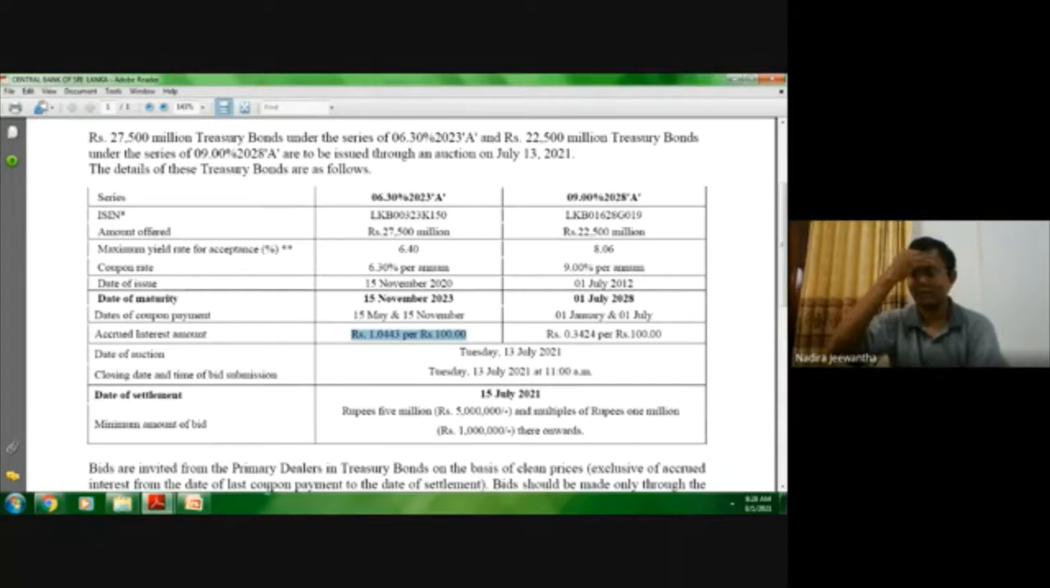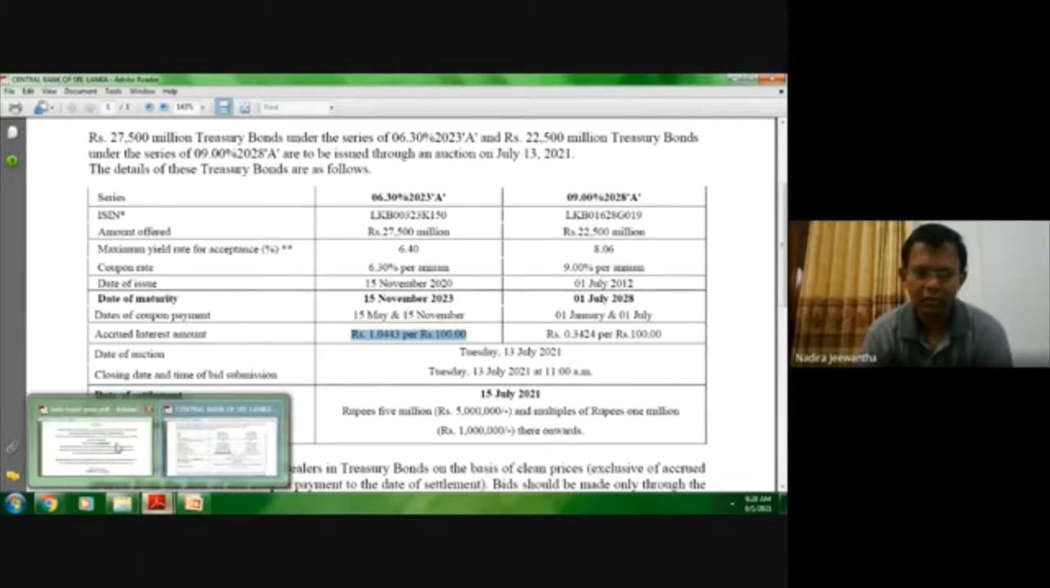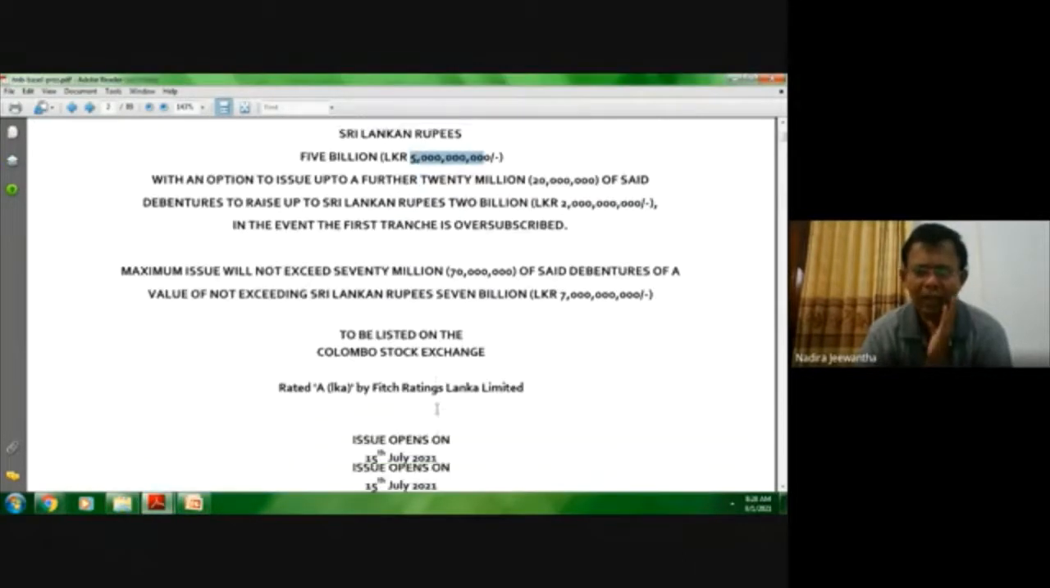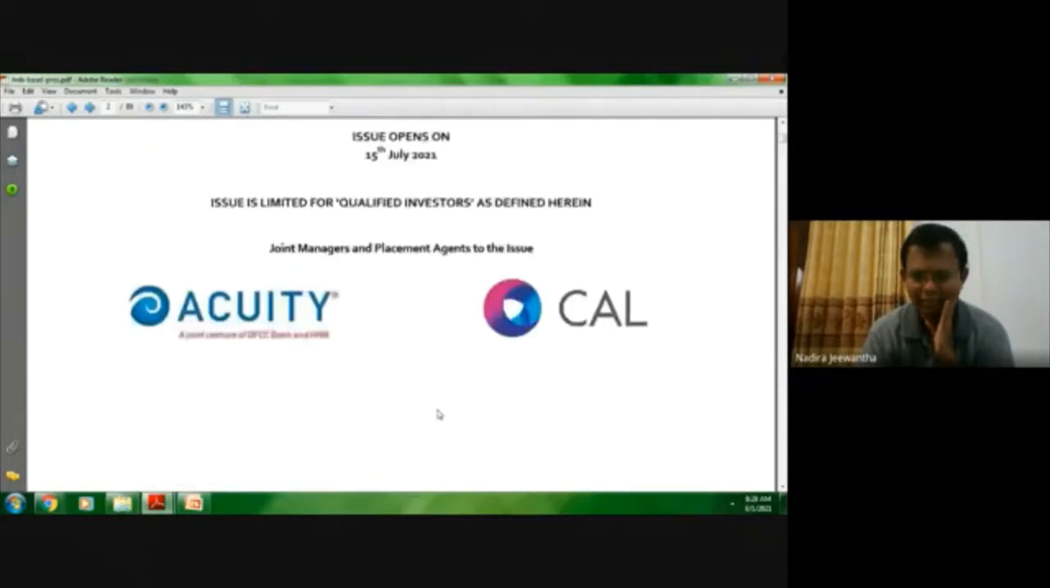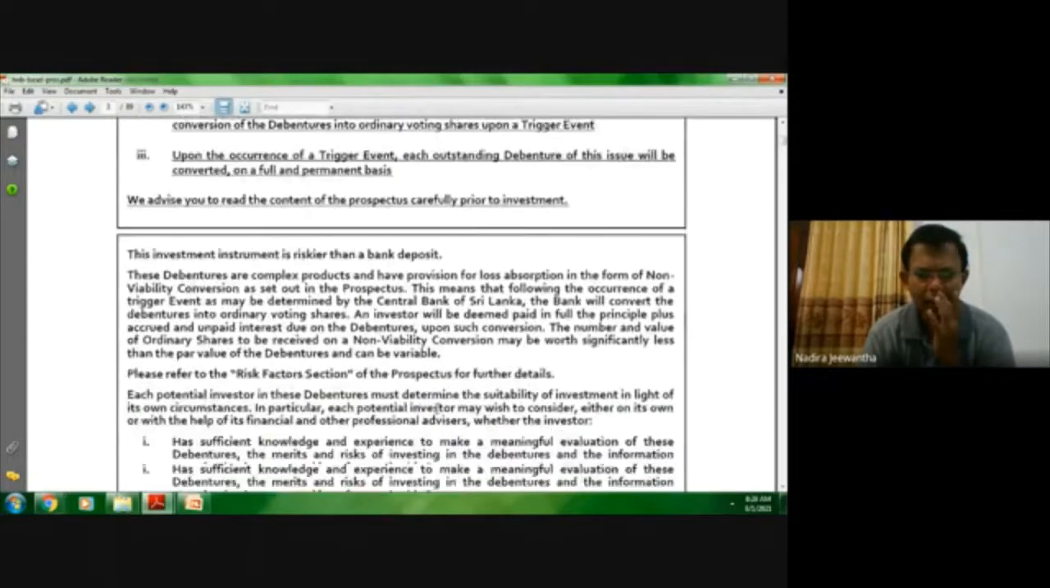So they don't accept amount. Why? What is the difference between the mechanism of the treasury bond, the treasury bill and the debenture? Now, debenture is not auction based. You know the pricing, how much you have to invest at. Everything is there. Debenture pricing is there.